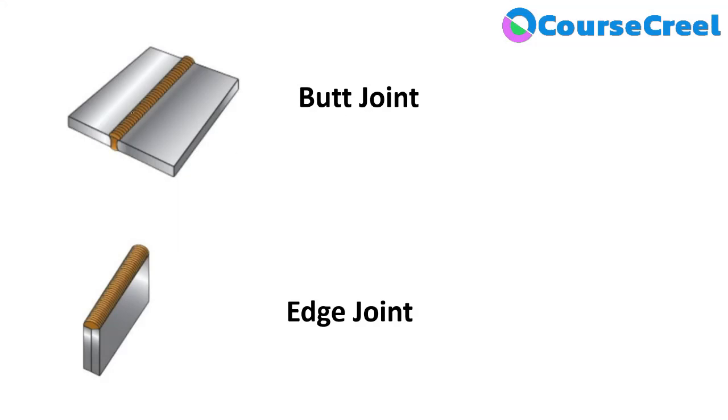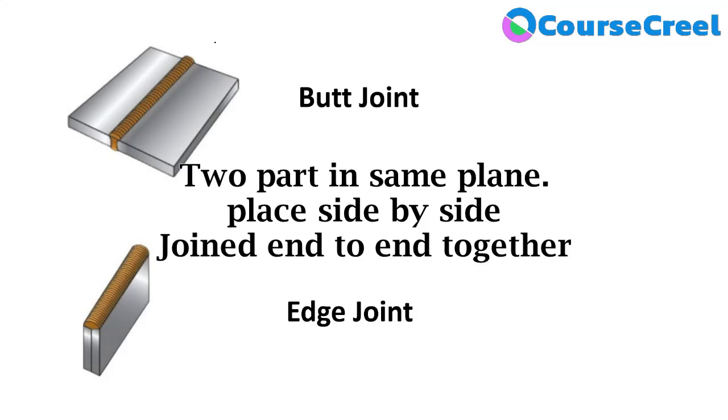So butt joint, here you can see the diagram. This is representing butt joint. We can define a butt joint when two parts or two work pieces lie on the same plane and are placed side by side, and the joint is formed by placing them end to end together. This particular type of joint is defined as butt joint.